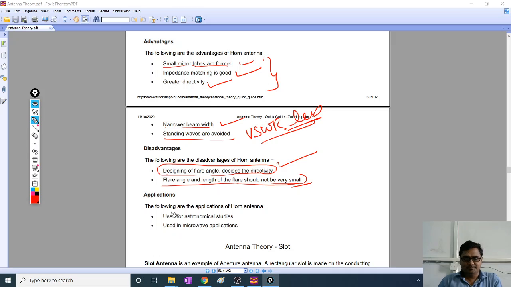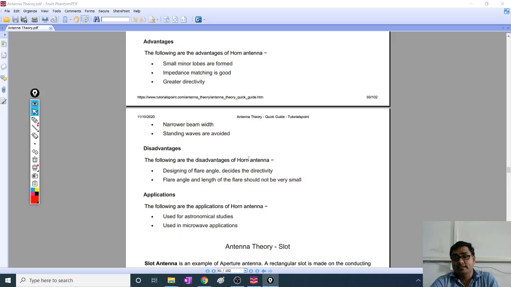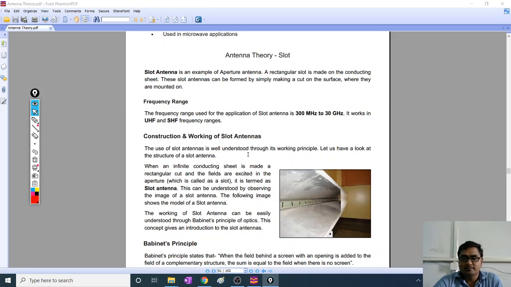Now, what are the applications? It has large astronomical applications and basically it is treated as a microwave antenna. So at microwave frequencies it is used. Basic applications are microwave and astronomical. So even if you write two, then also it is sufficient. Now this is all about horn antenna and waveguide antenna.